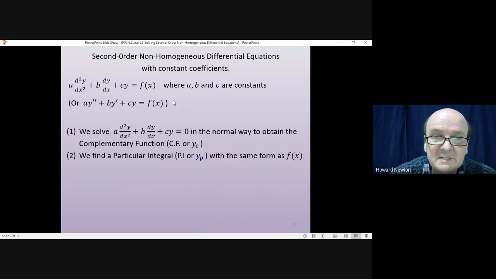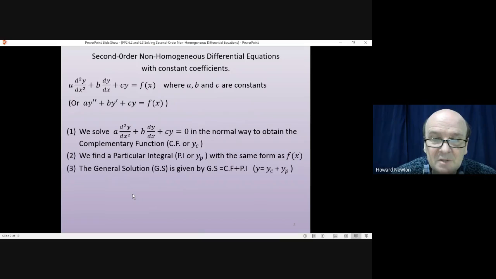And then we have to consider this function on the right-hand side, and we find a particular integral which has the same general form as this function. We'll talk more about that in a moment. Once we've found the complementary function and the particular integral, then we just add those two things together. And that gives us the general solution. So you may see it written down like this. The general solution is the complementary function plus the particular integral, or just y equals yc plus yp.